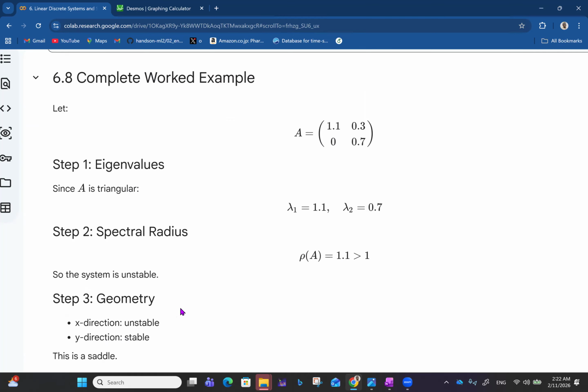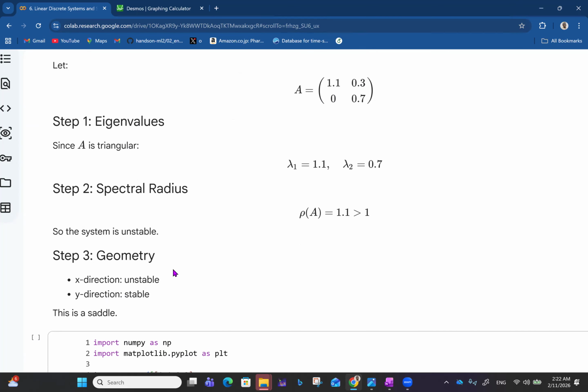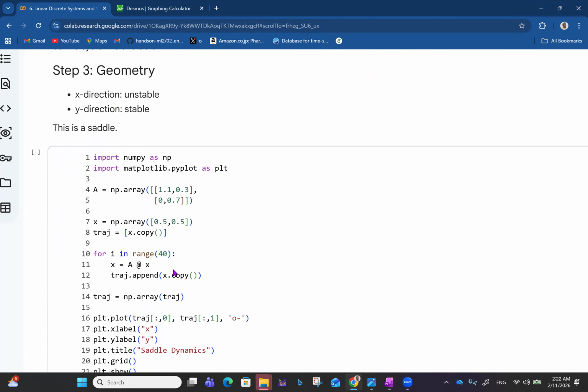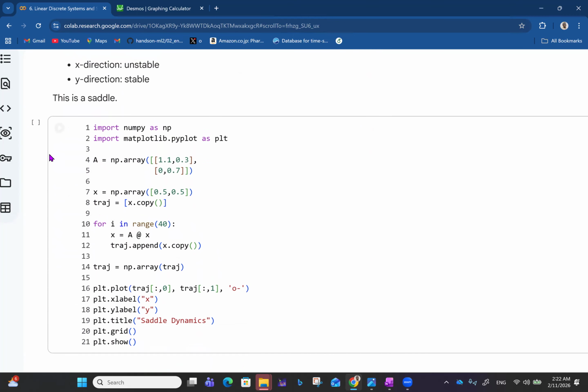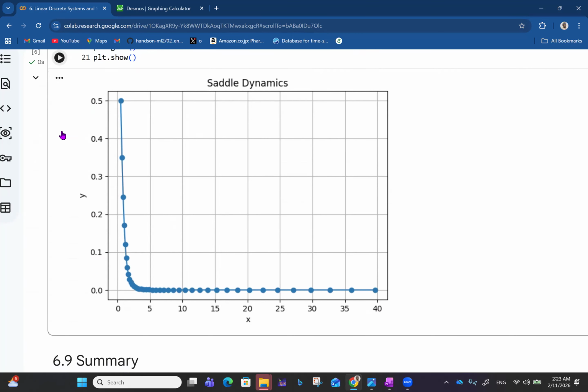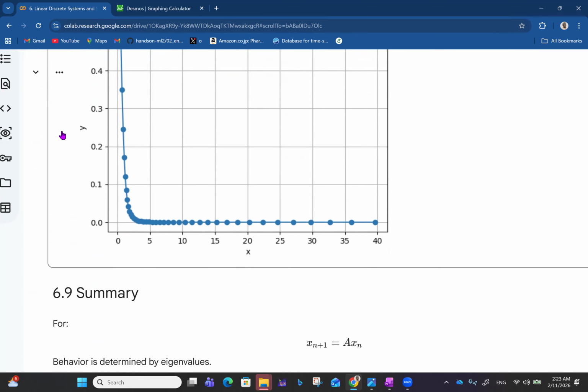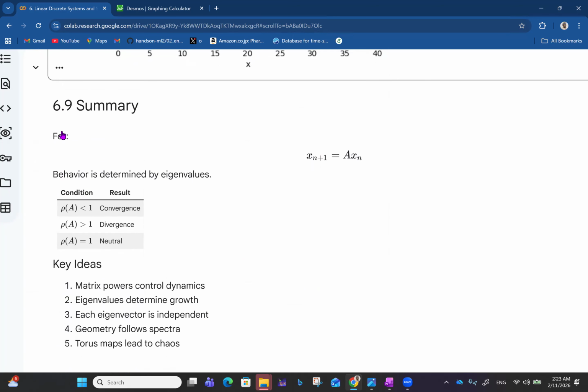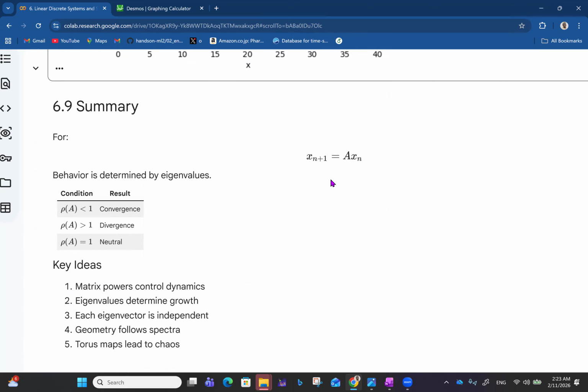The geometry of this is that in the x direction, where we have 1.1, the system is unstable. In the y direction, the system is stable. So that gives us a saddle, but overall the system is not stable because the spectral radius is greater than 1. We can demonstrate that using this Python code right here. So we have saddle dynamics. I think we saw something like this before. We have movement towards stability and instability at the same time from two wings. So, in summary, for x_{n+1} equals A x_n, the behavior is determined by the eigenvalues.